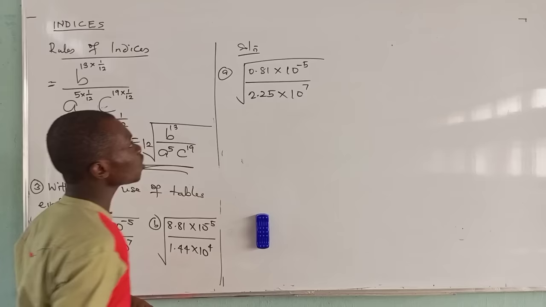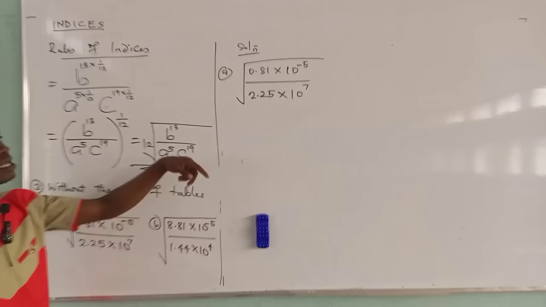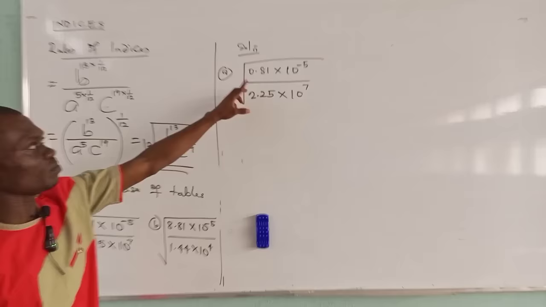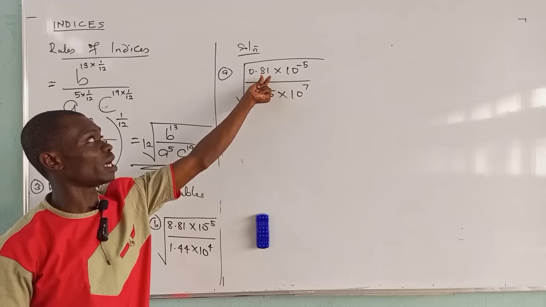So I would start by trying to see that since I have a decimal number here, can I make it become a whole number? And there's something beautiful about this. If you look at that numerator there, you have 0.81. And if I can take away that decimal point, the number I would just have there will be 81. And 81 is a perfect square.